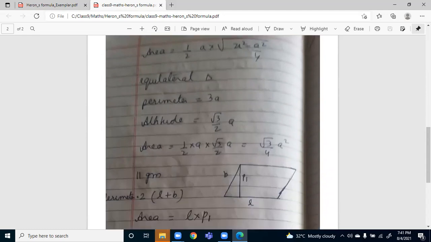So if I talk about the equilateral triangle, that is generally coming, so please write it down. Its perimeter is 3a because all sides are equal, and if I assume that the side is a, then perimeter will be 3a. Its altitude is given by root 3 by 2 into side. And the area of an equilateral triangle is root 3 by 4 a square.